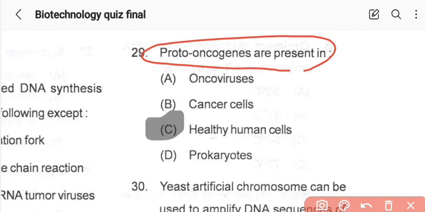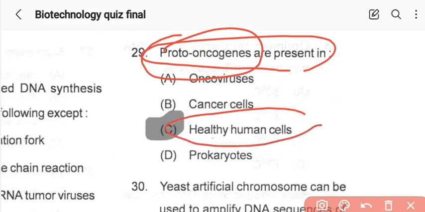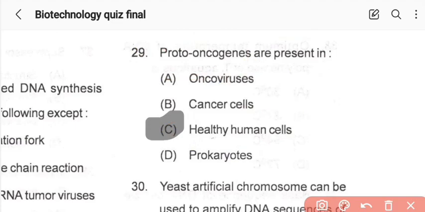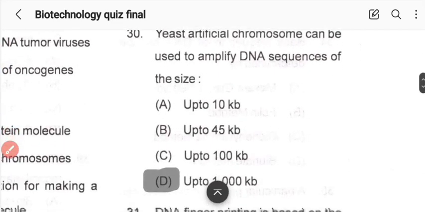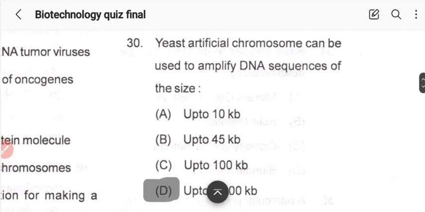But naturally these proto-oncogenes are not cancerous in nature if they are present in the proto-oncogene state. But when they are converted to oncogenes, then they are called cancerous. And then the right answer is healthy human cells. You will find proto-oncogenes. Okay. Then the 30th: yeast artificial chromosome, also called what?